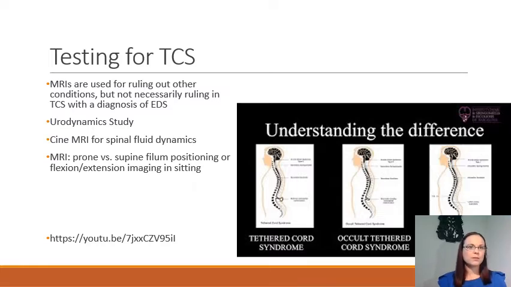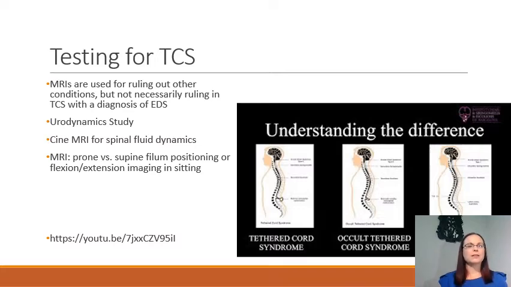So testing for tethered cord syndrome, again, we're not seeing typical tethered cord syndrome in those with hypermobility spectrum disorders. So MRIs are actually used for ruling out other conditions, ruling out the big stuff to make sure that we're not missing anything else, but it's not necessarily used for ruling in tethered cord syndrome with a diagnosis of EDS, its underlying things. We might see some things with the filum in a standard MRI, but again, it's not the standard right now.